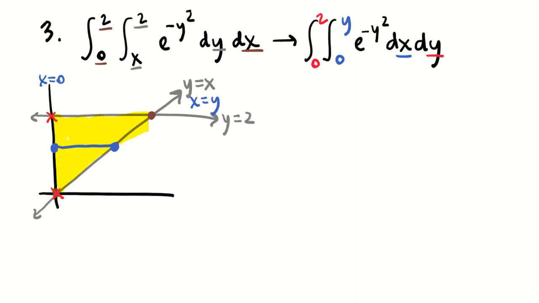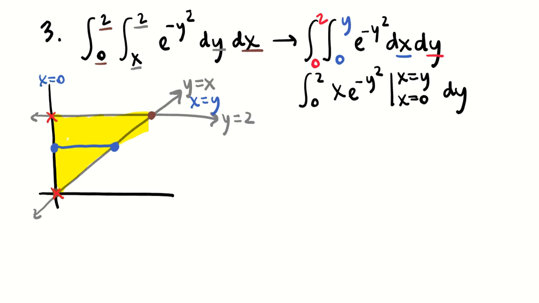Now I'm just going to anti-differentiate with respect to x, which is just going to bring in an x because e to the negative y squared is constant with respect to x. So x e to the negative y squared as x runs from 0 up to y. Same exact thing's going to happen here. I'm going to end up with y e to the negative y squared dy integrated from 0 to 2, because when I plug in x equals y, I get y e to the negative y squared, and when I plug in x equals 0, I get 0.